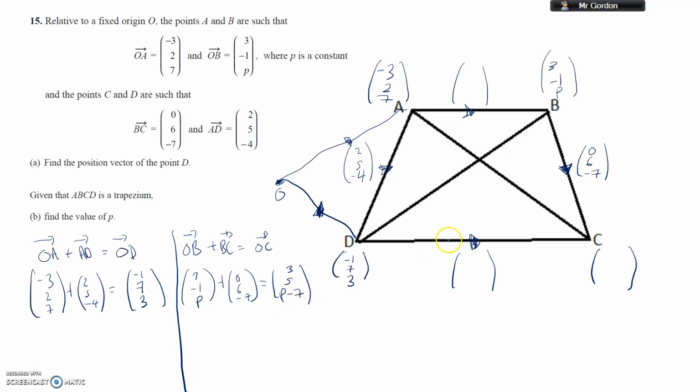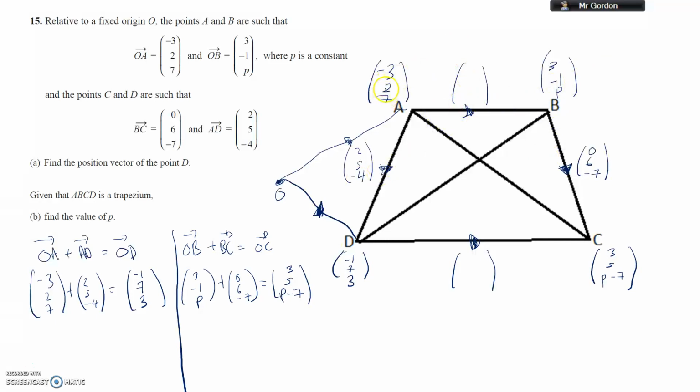So that's C. And I've already put in the bracket there, so let's label that column vector, P minus 7. So we have all the coordinates of all the four corners. Let's start to work out these journeys that we're going to exploit.